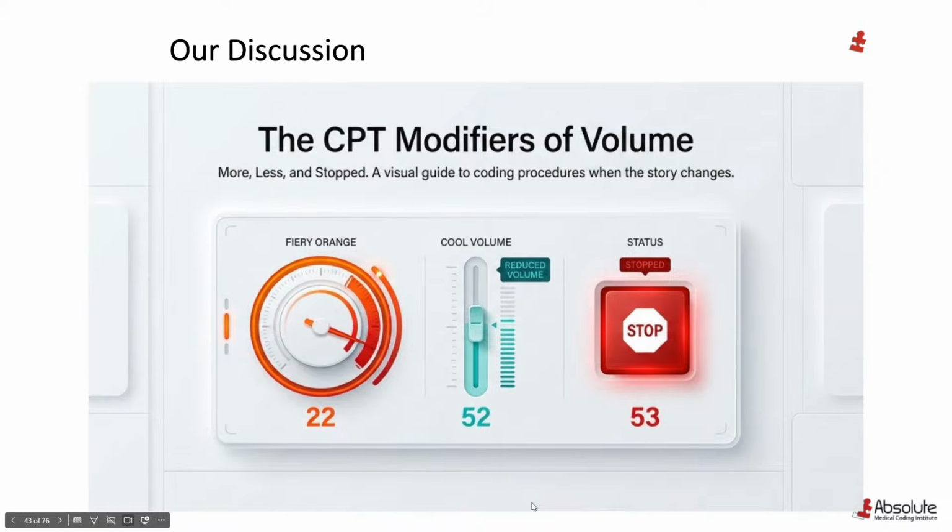All right, so now let's go ahead and let's get into our discussion. And we're going to hone in on modifiers 22, 52, and 53. And we're going to call this the CPT modifiers of volume, more, less, or stop, right? So modifier 22, if more work was needed or it was more extensive. Modifier 52, if less or reduced work took place. And modifier 53, that procedure was stopped.